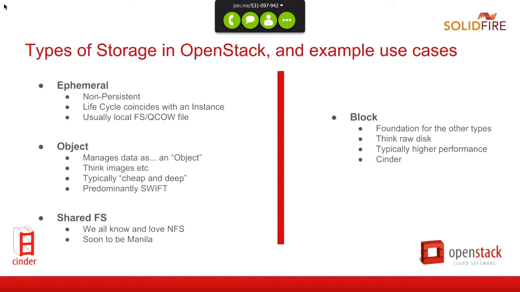Then the one on the right is block storage, and block storage is where we tend to see most of our customers these days. We think of block storage as very foundational. Think of it as a raw disk type. In older terminology, it is a SAN disk, if you will. It's typically higher performance, for persistent workloads. The OpenStack project that goes along with that is called Cinder, because the joke there is Cinder block storage.